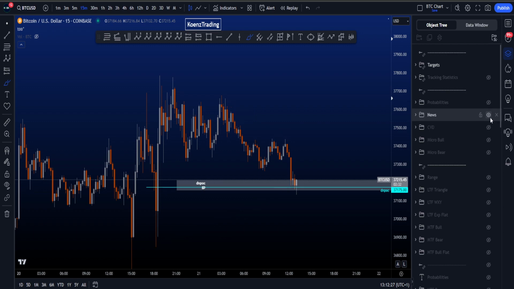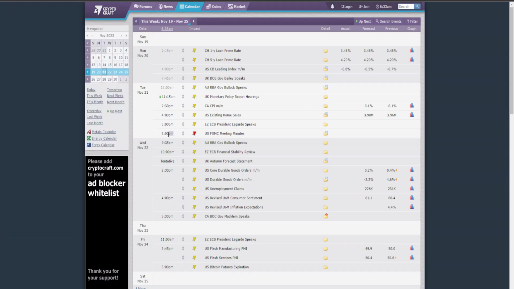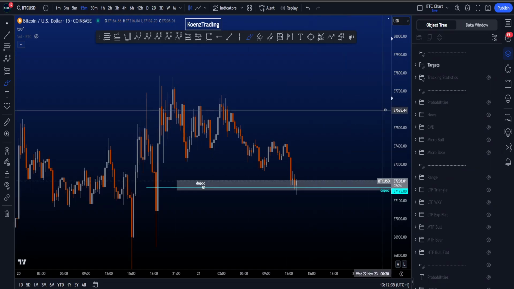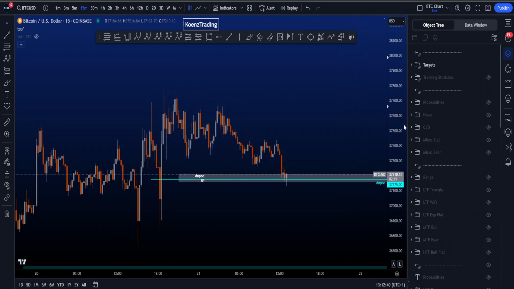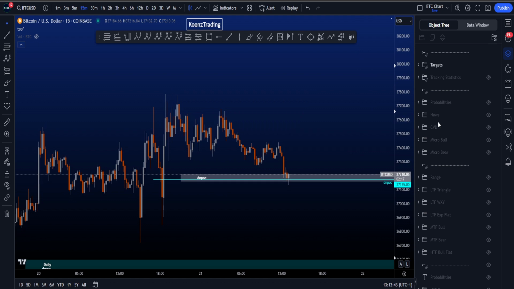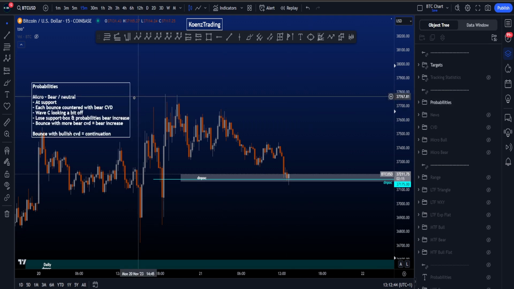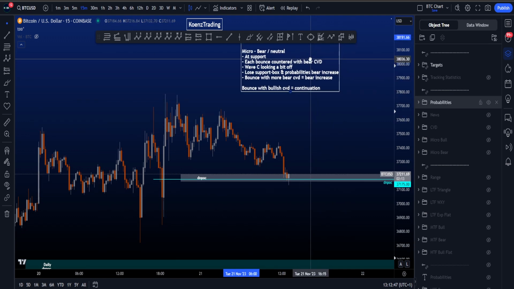Now we do have news today at 8 p.m. Central European time tonight, so that can increase the volatility, so make sure you trade safe around these hours as volatility might increase, right? And then finally, if we look at the probabilities of the different scenarios, then I write maybe a bit bearish slash neutral, right?